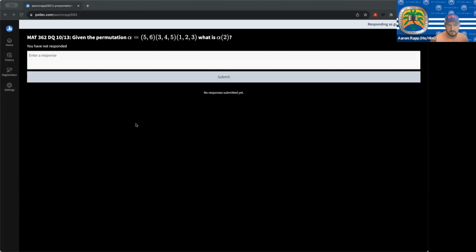So given the permutation that you see there, and I have it written in cycle notation, what would happen if I give this permutation the value 2? What would the output be? And I'll give you all till 3:03, unless I get answers in from everyone before that.